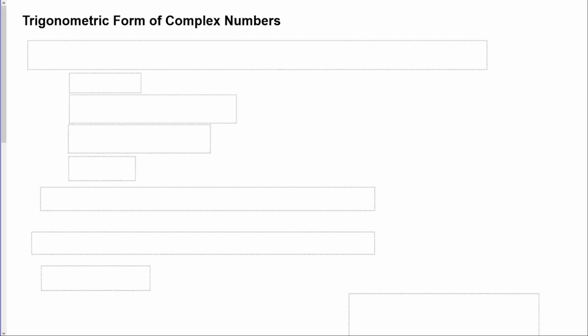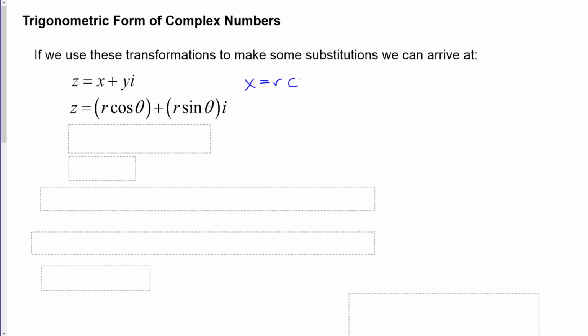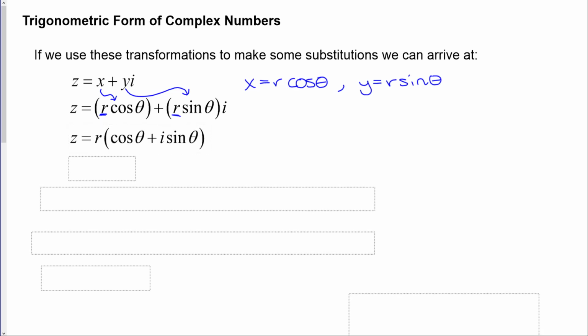So the trigonometric form of complex numbers, let's look into that in a little more depth. If we use these transformations to make some substitutions, we can arrive at z equals x plus yi. That's our starting point. So x is the direction that we move in the real, y is the direction that we move in the imaginary. Using our transformations, I have x equals r cosine theta, y equals r sine theta. I can substitute in as such. Now if you'll notice, there's a factor of r in each one of these, and I could factor that out and express my value this way.